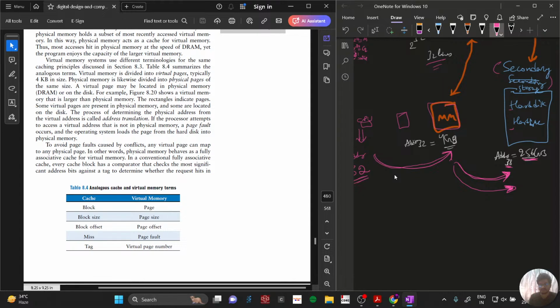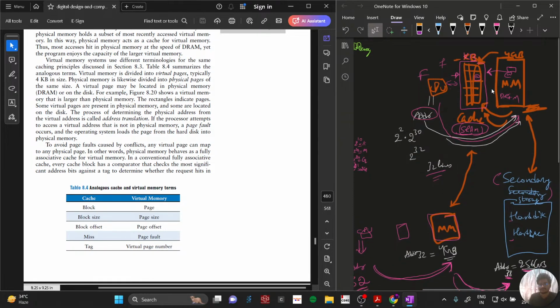This is interesting because for cache and main memory it is easy, because whatever the possible locations are, let's say it is 4 KB, we'll be having some rows and some words, like cache blocks.